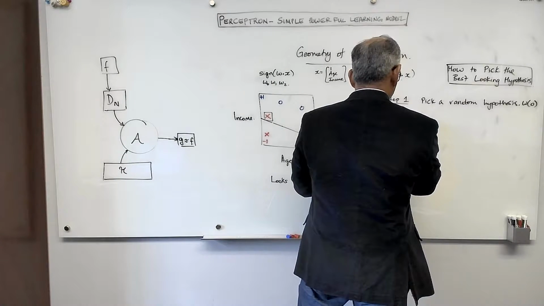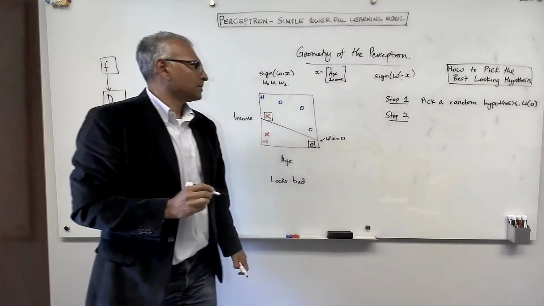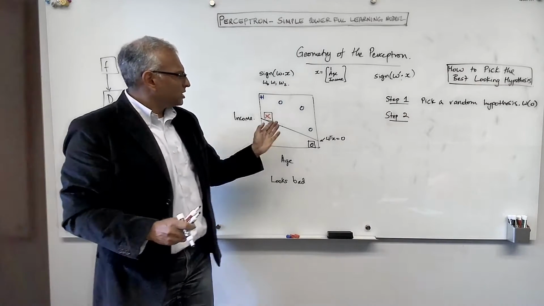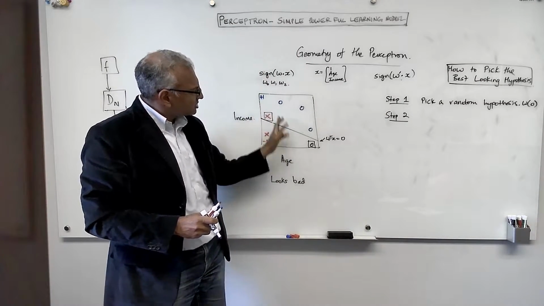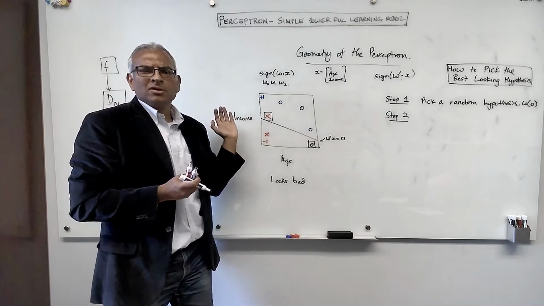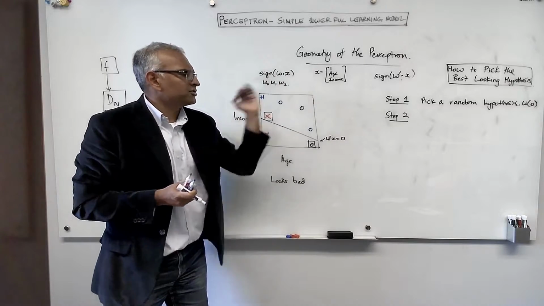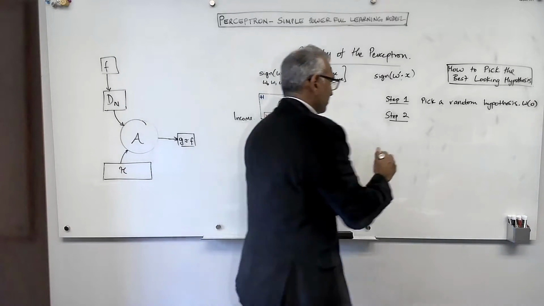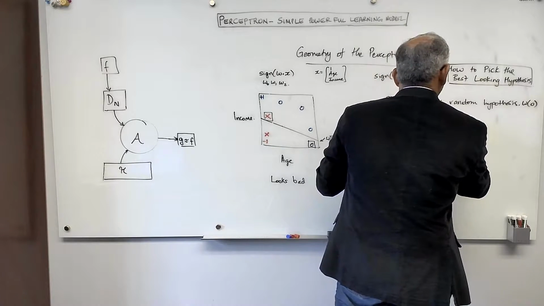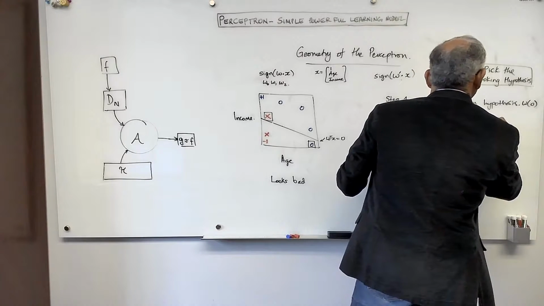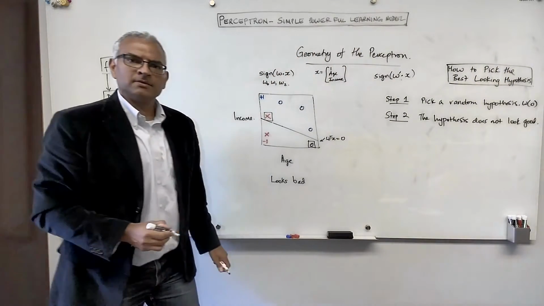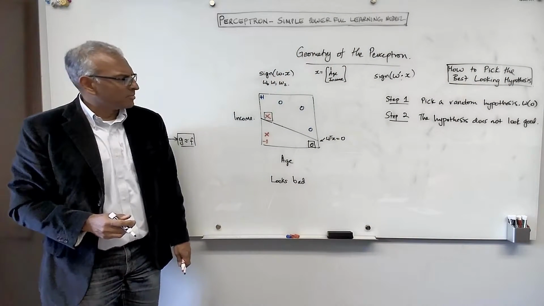So step 2. What do you do if it doesn't look good? If by chance you happen to pick the hypothesis which is the line that's going down here and gets everything correct, you're done. So we only need to address the situation where the hypothesis you picked does not look good. That's the only situation where you need to worry about step 2.